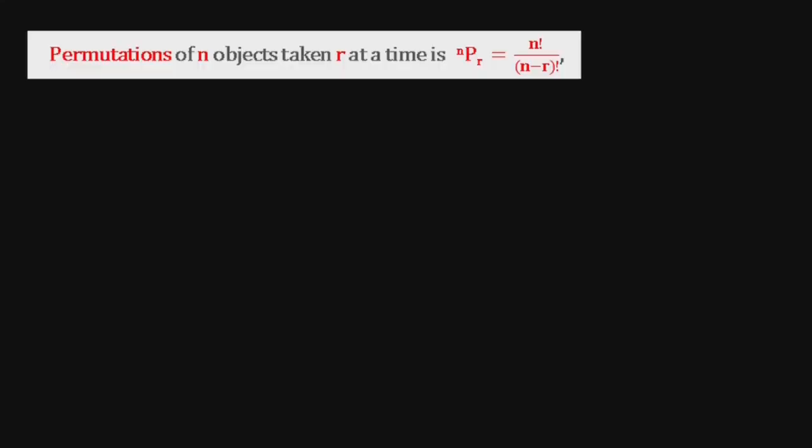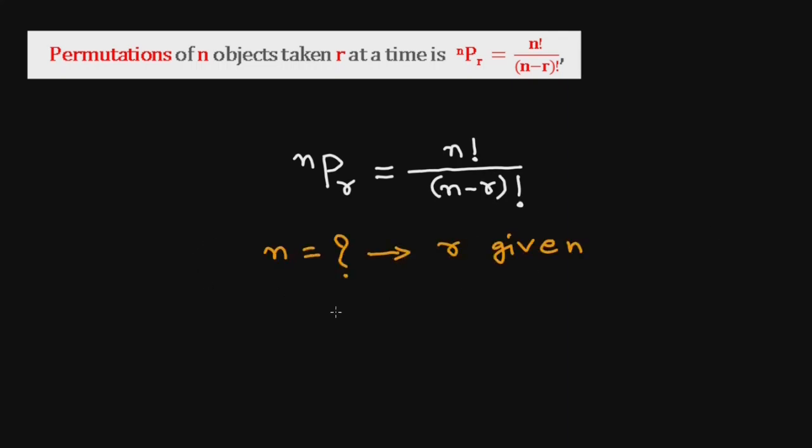In this video, we are going to study direct problems based on the definition of permutations of n objects taken r at a time, which is nPr equals n factorial upon n minus r factorial. Here, we will use the permutation formula nPr equals n factorial upon n minus r factorial, where we will see how to find n when r is given and how to find r when n is given.